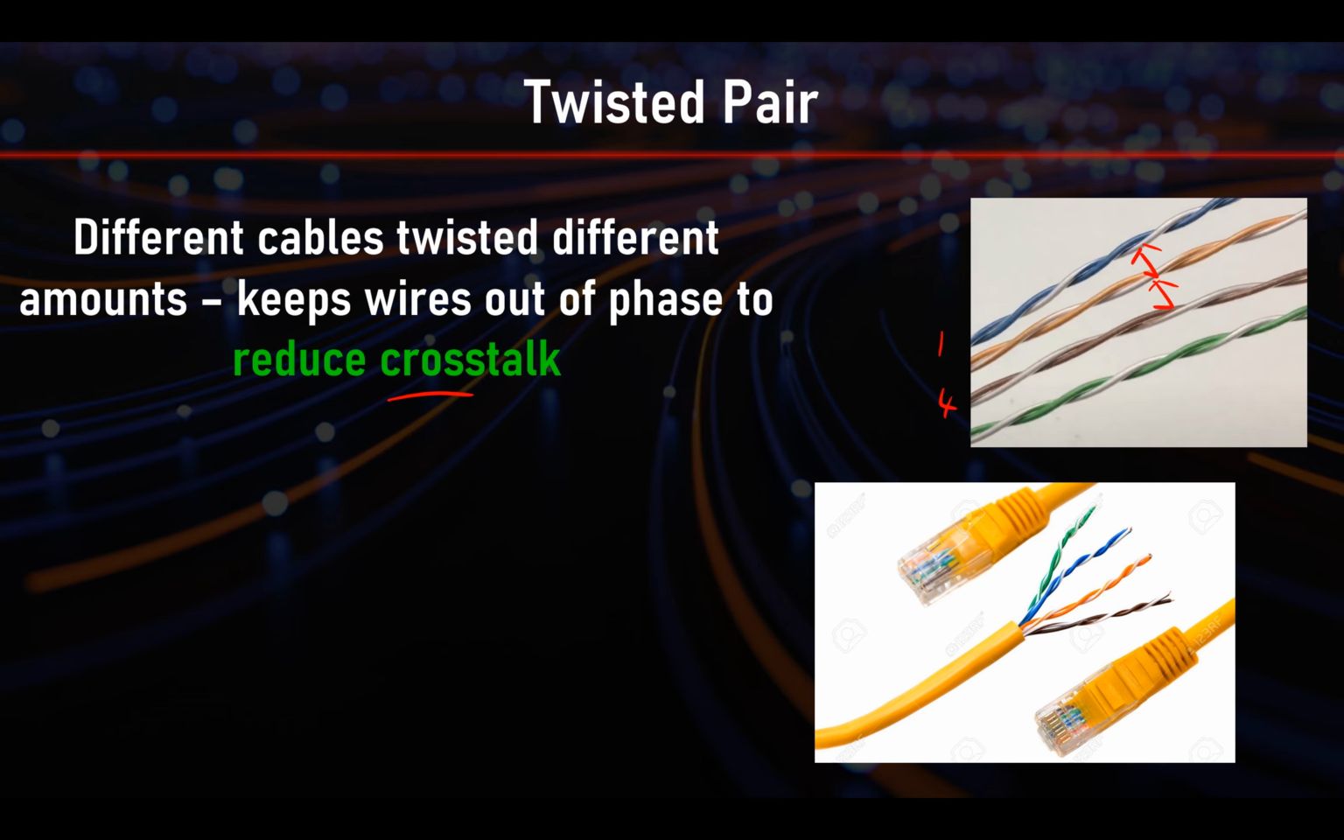And I suppose the reason for that is that if we're sending, let's say, at the same frequency, or maybe a similar frequency, if this is twisted more, we can say the wave is going to be something like this. Whereas this one is probably going to be a longer wavelength. And because they're going to be going at different frequencies, of course they're going to have less crosstalk.